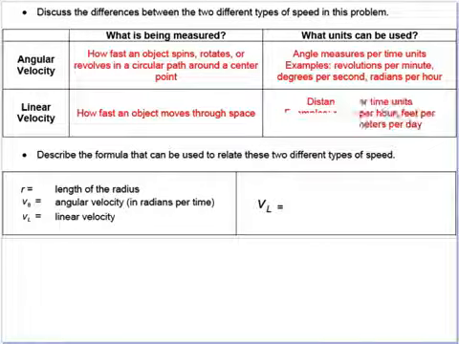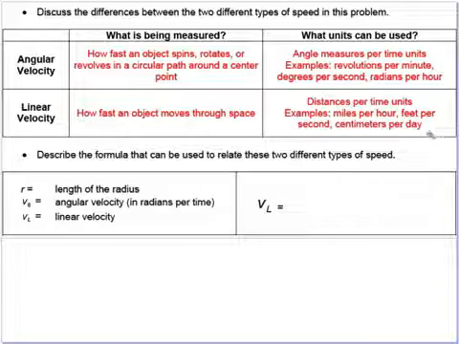If you have linear velocity, you're looking at distance per unit of time. If it's a car, it may be miles per hour. If you have a racer, it could be feet per second. A turtle may be feet per second, though I don't know if a turtle moves that fast. Inchworms, or how fast something grows, may be centimeters per day.